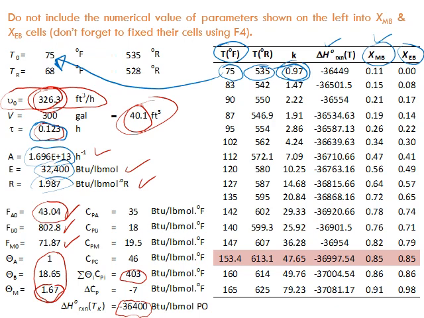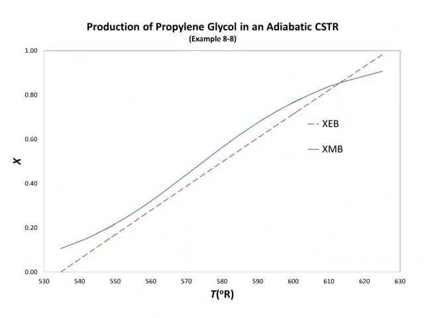Okay, now I can plot XMB and XEB as a function of temperature. So here we go. That's X versus T in Rankine. And you can see that the XEB looks like to be a straight line, right? Although you look at the equation, it's not, but because the delta Cp is very small compared to delta H reaction, that's why it does not affect how the equation looks like.